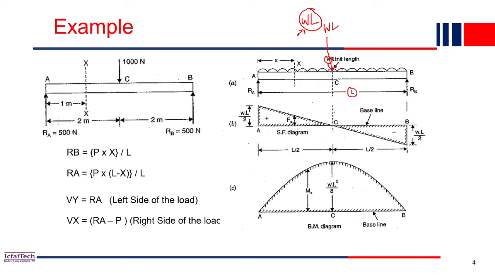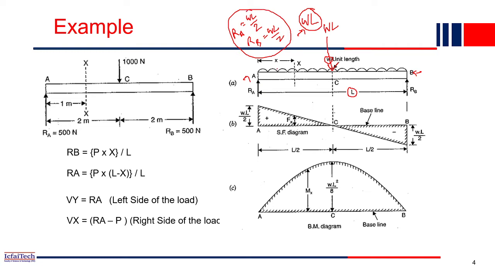Now it is a symmetric structure, so half of the load will come to A and half will come to B. So what will RA be? The reaction at A, RA, will be very simple: half of the total WL comes to RA and the remaining half goes to RB. So RA and RB are both WL by 2 for this very simple beam.